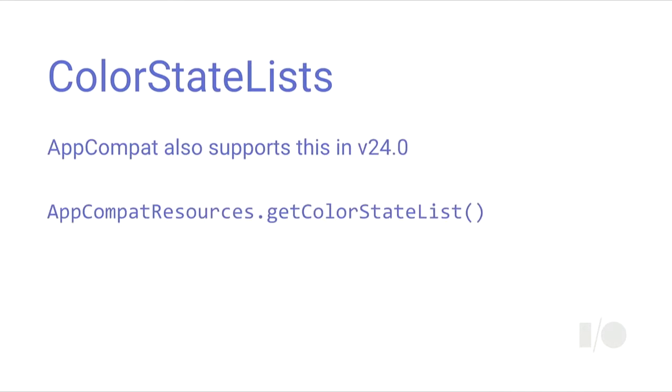AppCompat also supports color state lists. Starting in version 24, you can use AppCompat resources, which is going to provide an alternate inflation path that can read theme attributes from your color state list XML. It does this automatically internally, and you can do this at runtime for specific XML files.